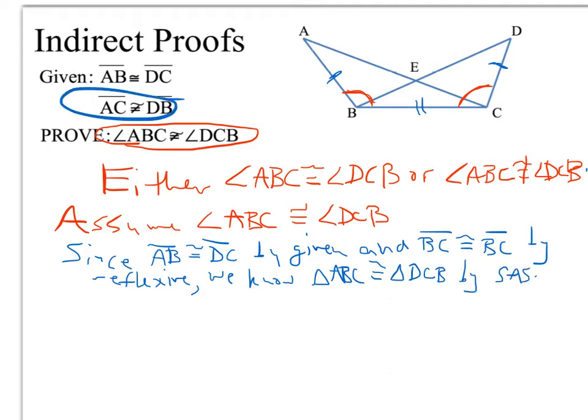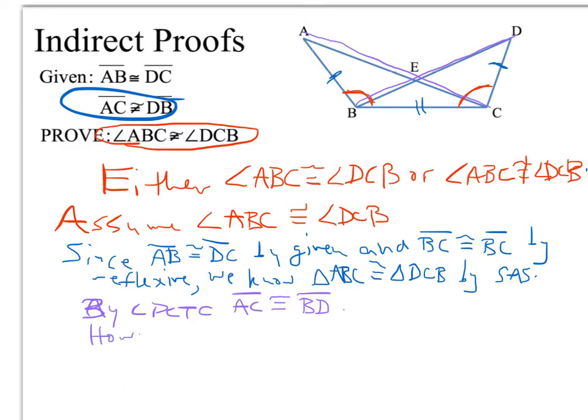Now, why does it help us? Looking at the second piece of given information, we see that line segment AC is not congruent to line segment DB. We are going to try to contradict that information, which we now can. Since we proved triangles are congruent, we know for a fact that line segment AC and line segment BD are congruent by CPCTC. So I'm going to say in my proof, by CPCTC, AC is congruent to line segment BD.